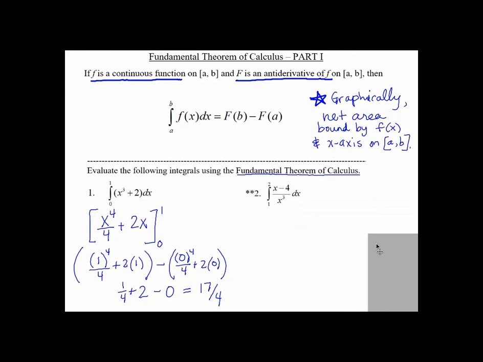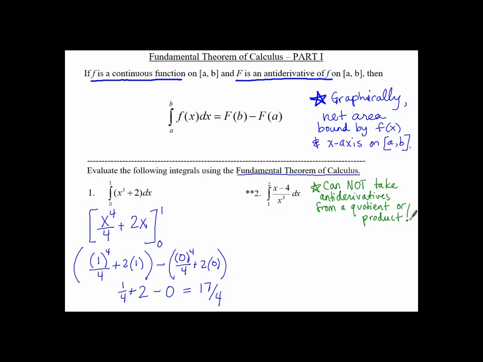Let's take a look at another one. Notice the asterisk, meaning this problem is taken from an AP exam. Now, keep in mind, when we have a quotient or a product, we are not ready to take antiderivatives. Make yourself a note about that. Cannot take antiderivatives from a quotient, which is what we have here, x is in the denominator, or a product.